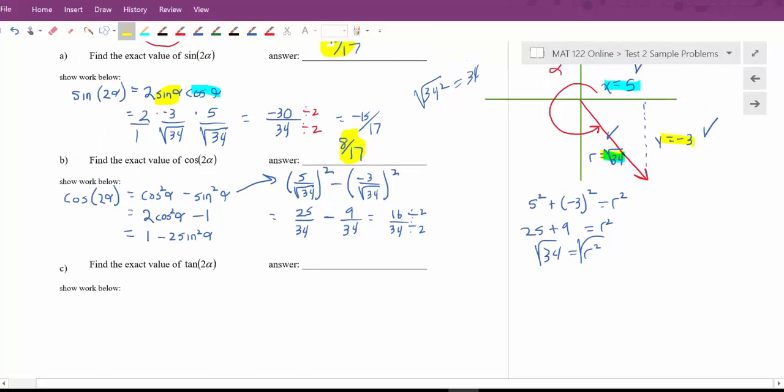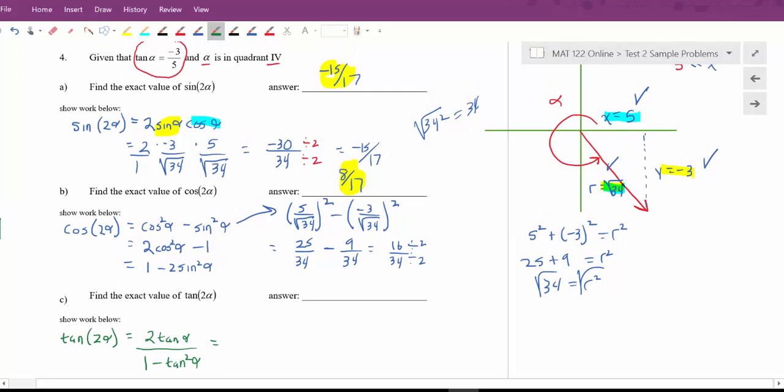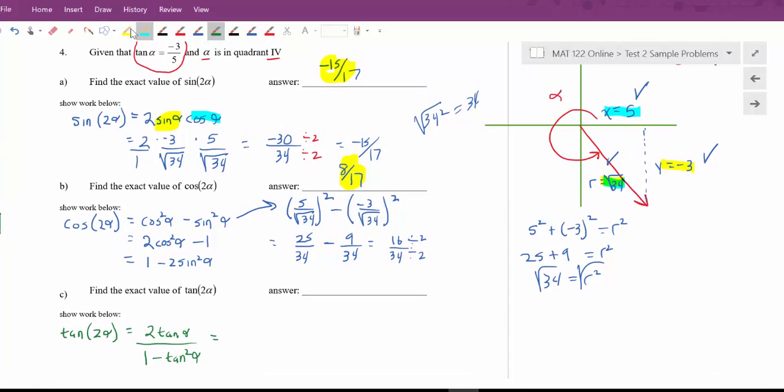Now I'm going to go down and we're going to look at the tangent of 2 alpha, and I'm going to talk about the 2 different ways that you can actually do this. One way is a little quicker than the other one. I do give this identity, and I think most students probably would do it this way. So we have an identity for the tangent 2 alpha: 2 tangent alpha over 1 minus tangent squared alpha. Now, if you go back to the original problem, I gave you what the tangent is. I gave you up here that the tangent is negative 3/5.